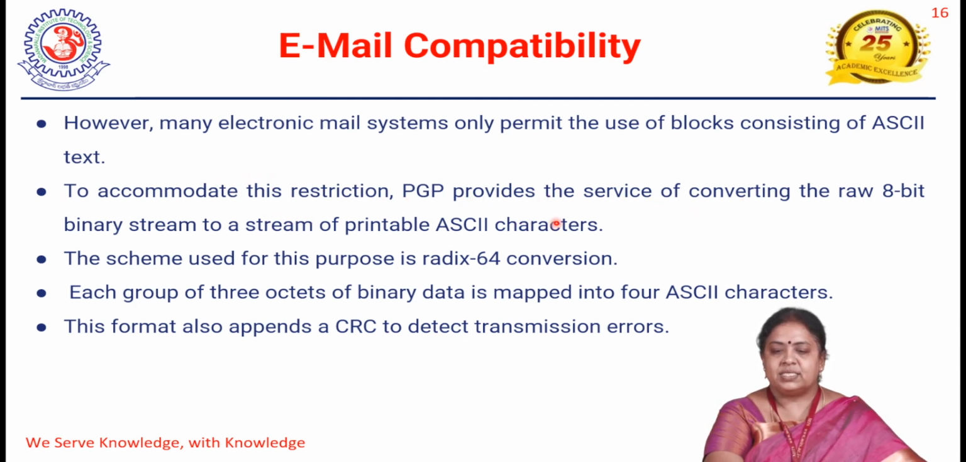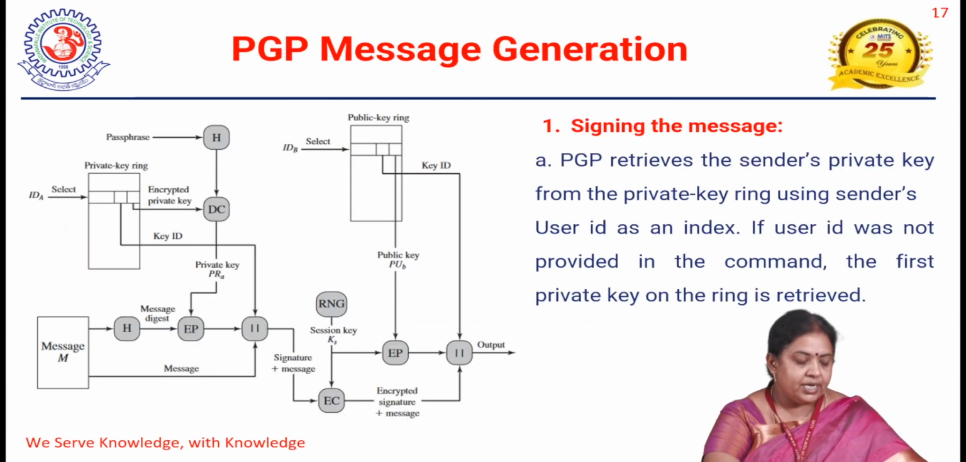PGP provides a service for converting the raw 8-bit binary stream to a stream of printable ASCII characters. For this scheme, we use a radix-64 conversion. In this conversion, each group of 3 octets of binary data is mapped to 4 ASCII characters. In this format, in order to detect transmission errors, we use a CRC, the cyclic redundancy check error detection method. That is what we call email compatibility. This is one of the services provided by PGP.